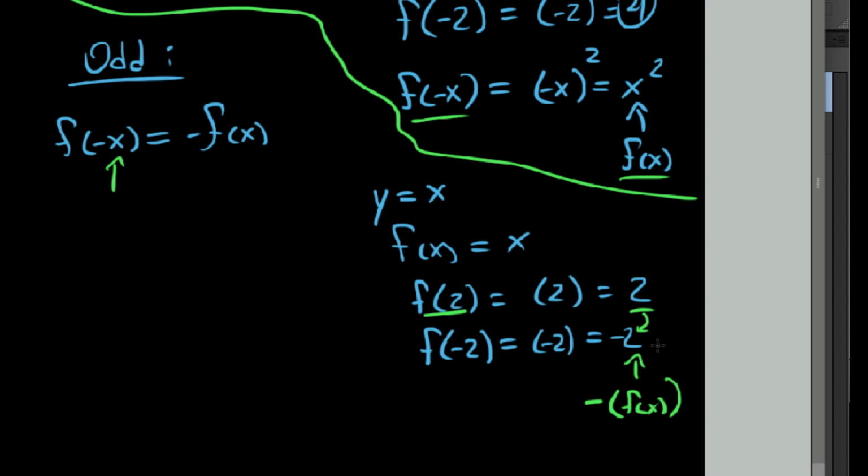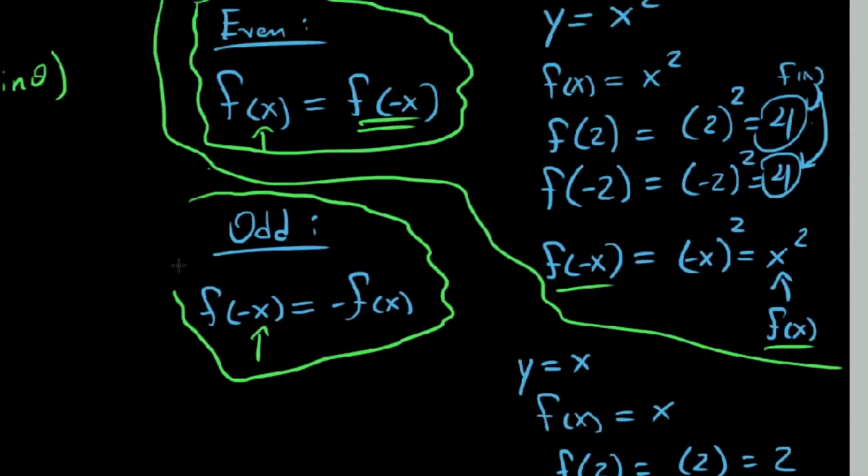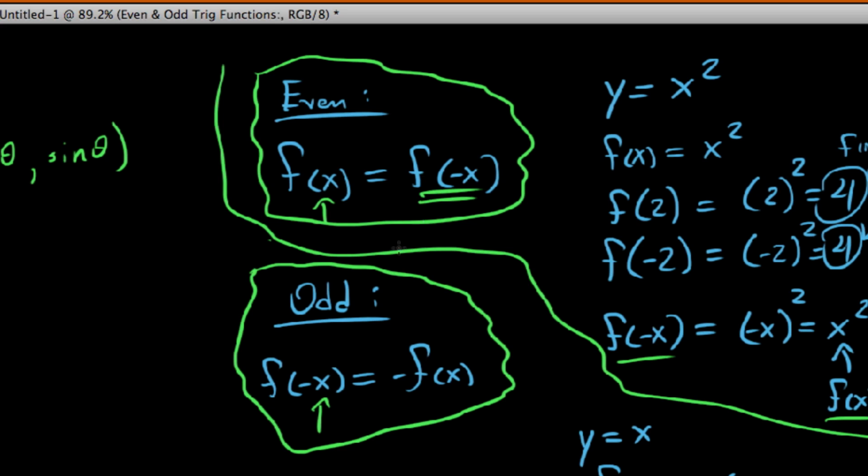So essentially an odd function would be any function where you plug in a negative x, and you basically get the negative of what you would have gotten if you had just done plain old f of x. So the two things you'll want to put in your notes are the definitions of even and odd functions.